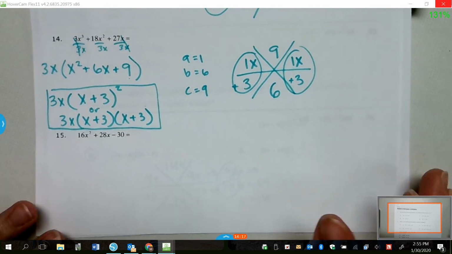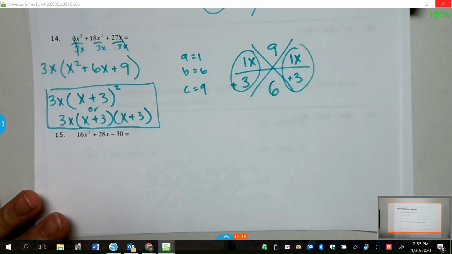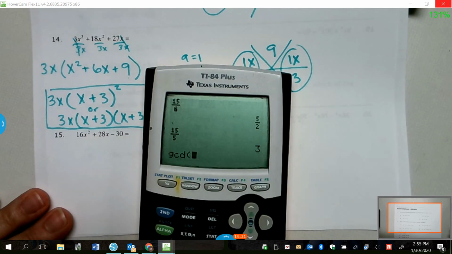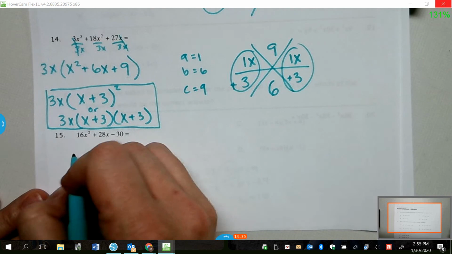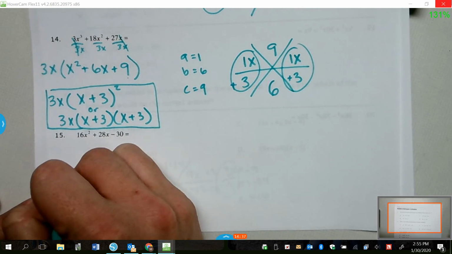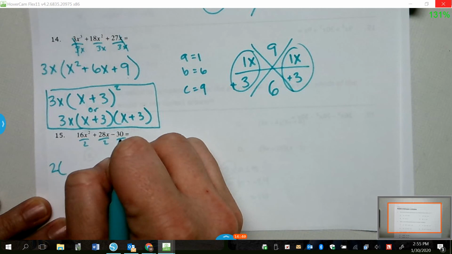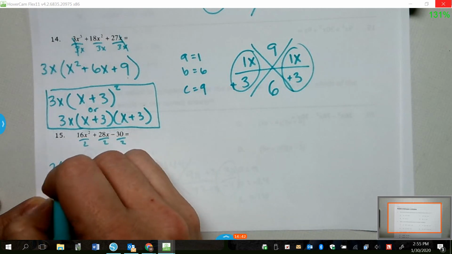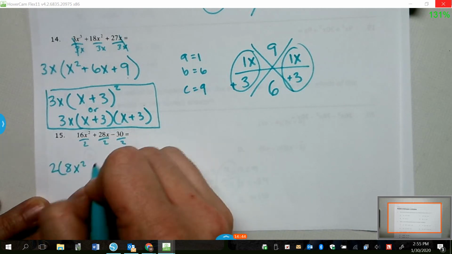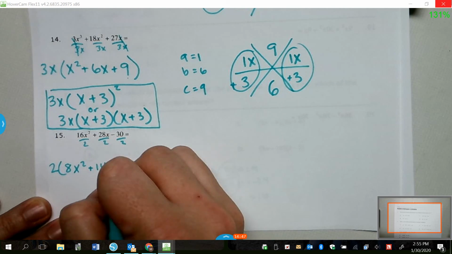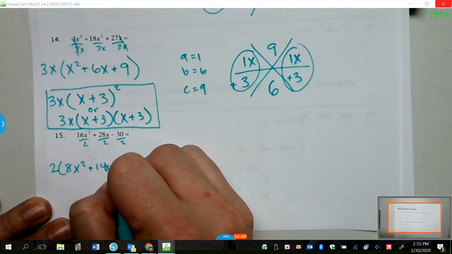Okay, last one on this page. These are pretty big numbers. I would suggest every time you have a pretty big number, check for a GCF. So 16, 28, that tells me 4. Math right, 9, 4, and my third number, which is 30. So 2 is actually my GCF. Do they all have an x? No, so I'm just taking out a 2. Half of 16 is 8, half of 28 is 14, and half of negative 30, don't forget my x, is negative 15.